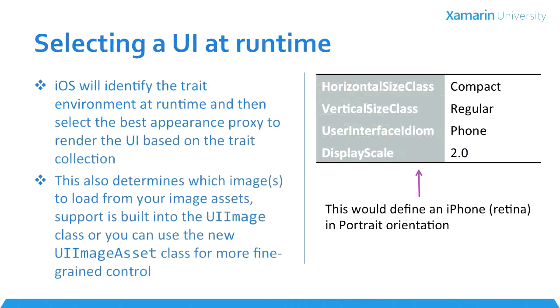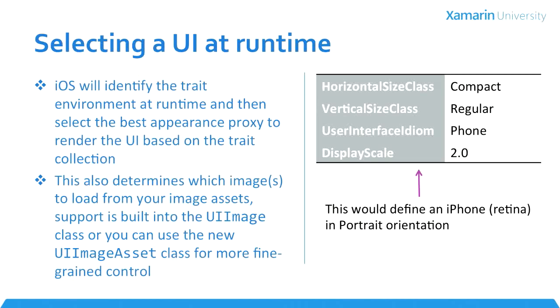So, with our trait variations defined in our storyboard design, or possibly in code, the OS is then at runtime going to select the appropriate constraints to apply based on that trait collection that it retrieves from the scene. Again, remember, this is a combination of all the players, all the views and controls that present the view, from the screen to those individual controls or views.